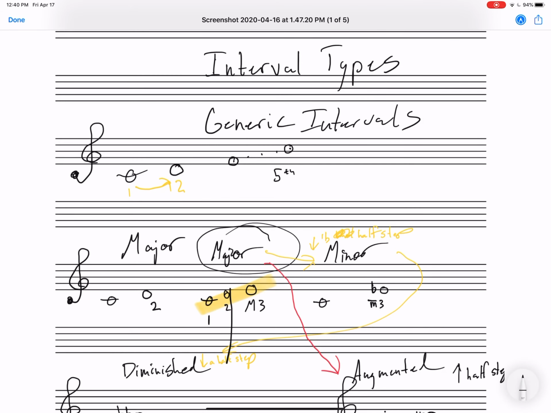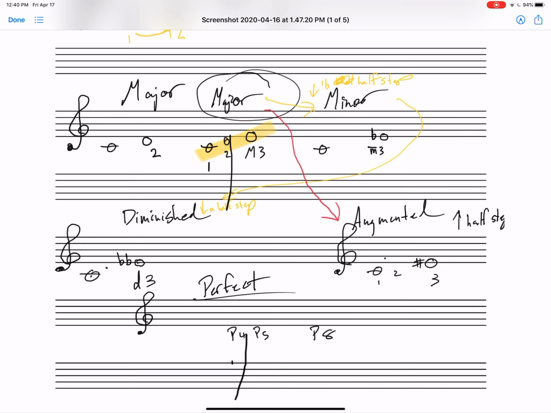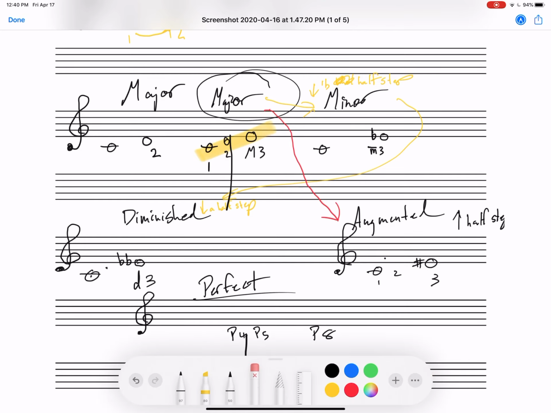Alright. Oops. Let's scroll back down here. Erase this mess I created.